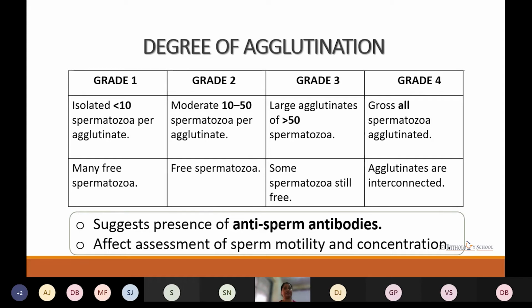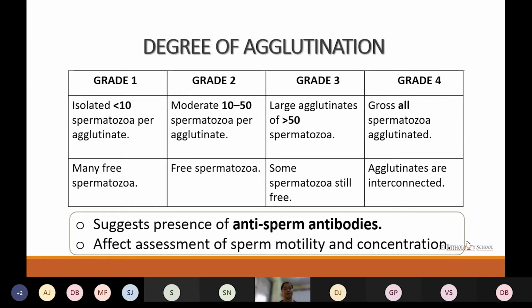In case of grade 3, we will see large agglutinates containing more than 50 spermatozoa, and some free spermatozoa are still visible. In case of grade 4, all the spermatozoa are in the agglutinate form, and there are no free spermatozoa present, and all the agglutinates are interconnected as well.